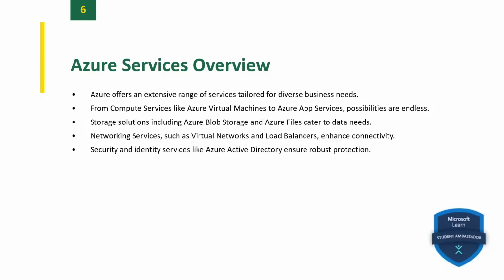First one, compute services. Azure Virtual Machines. Azure Virtual Machines provide scalable on-demand computing resources with the ability to run Windows or Linux operating systems. VMs are ideal for applications that require control over the underlying OS and infrastructure. Azure App Service, a fully managed platform for building, deploying, and scaling web apps and APIs. Azure App Service supports various programming languages and frameworks including .NET, Java, Node.js, and Python.